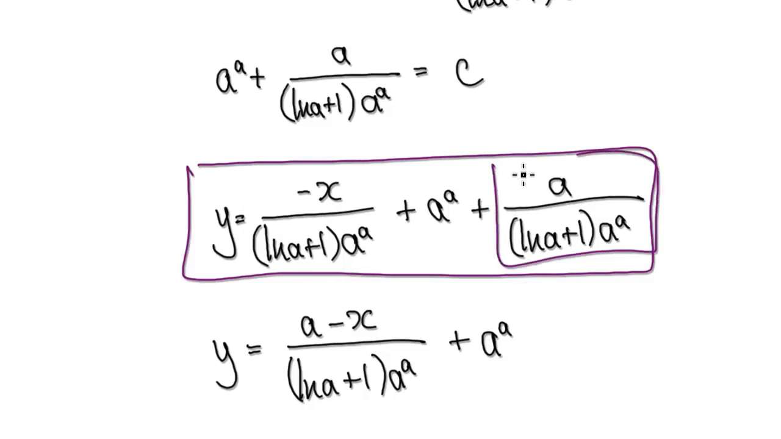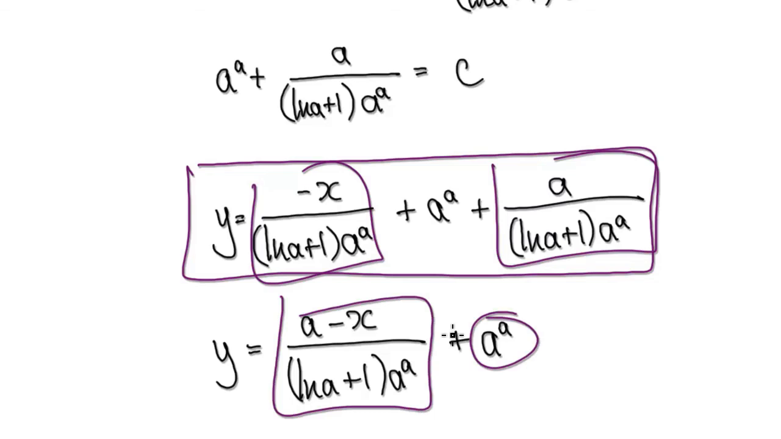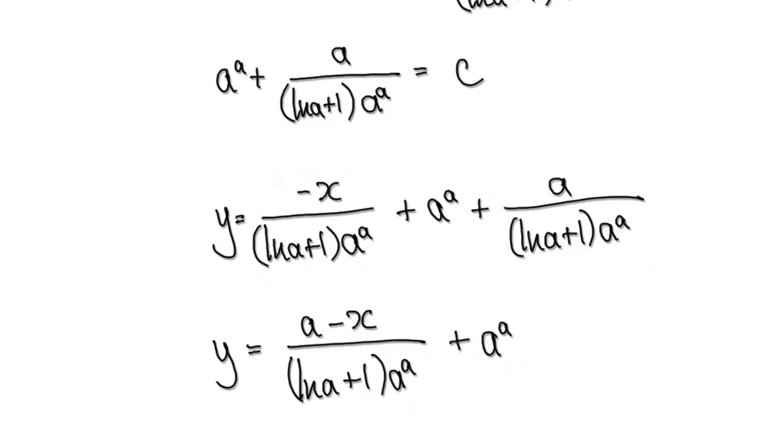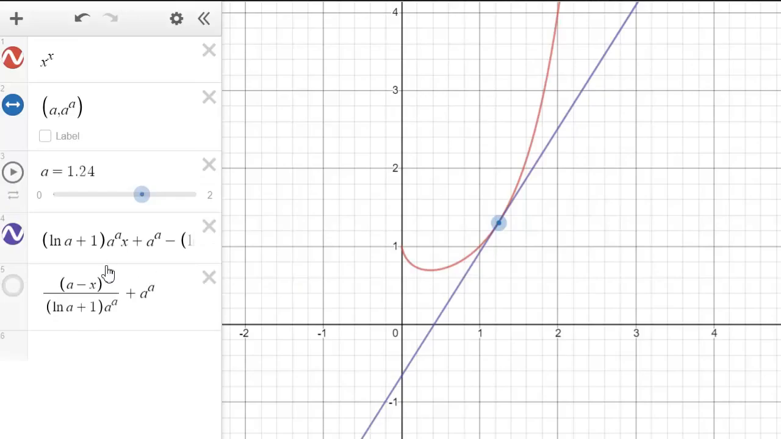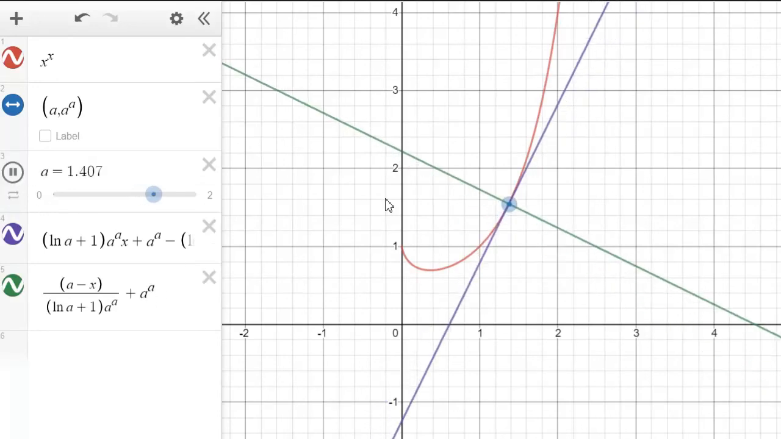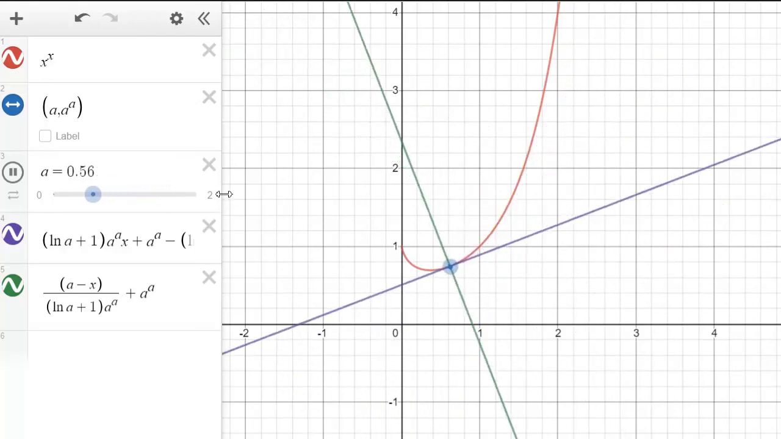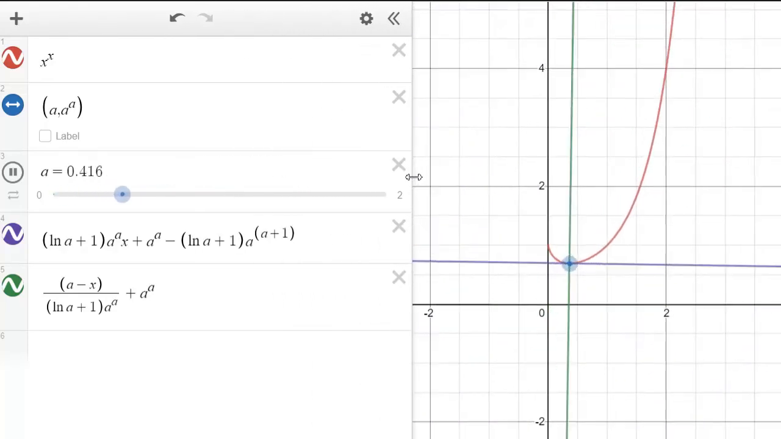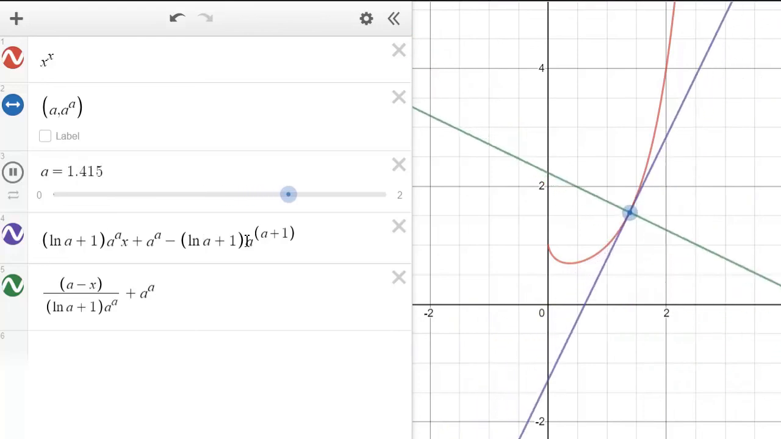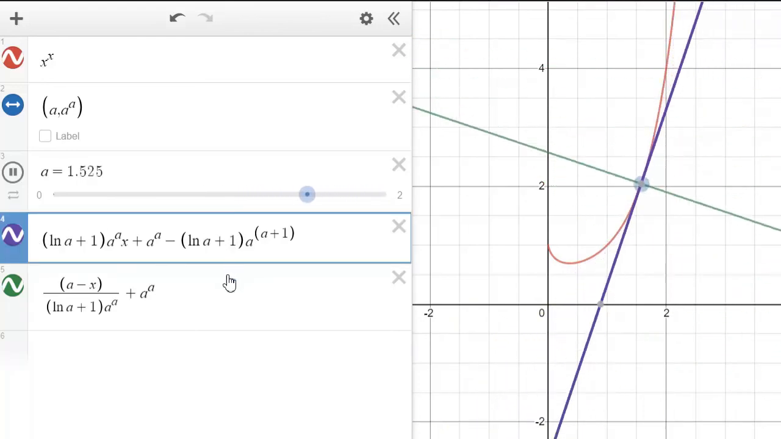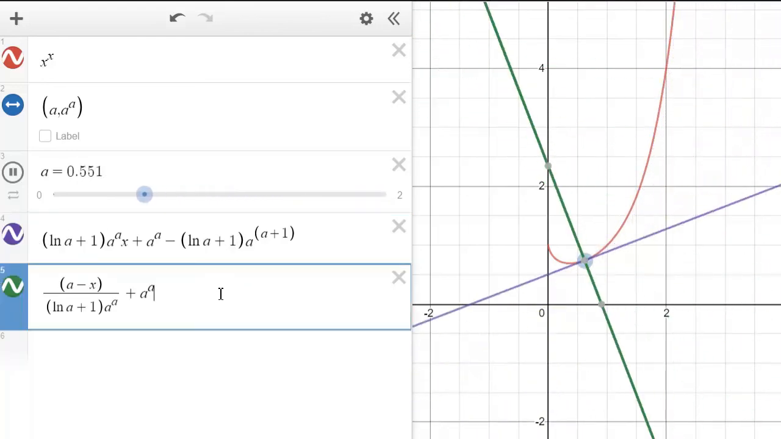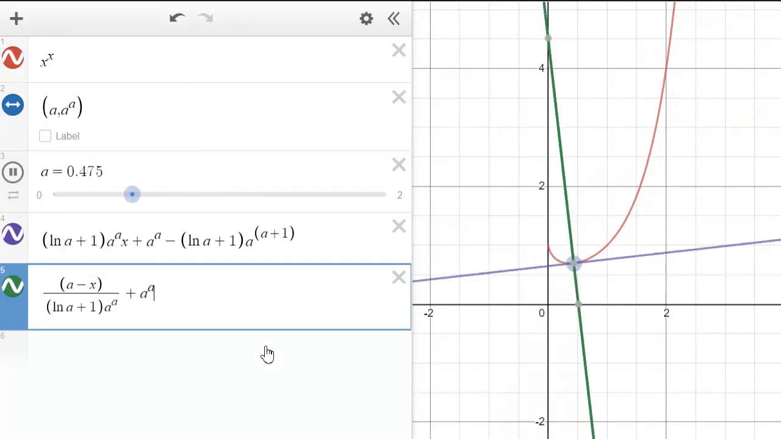If you merge these two fractions together, that will then give you this, and then plus a to the power of a. So now jump back to Desmos, punch this in, and then it will give you your normal line. So the equation for the tangent line is given by this thing here. The equation of the normal line is given by this thing here.